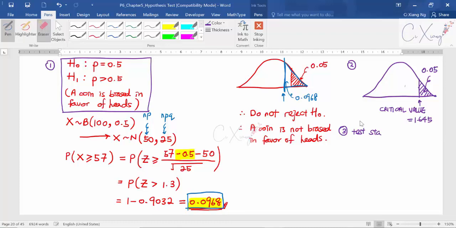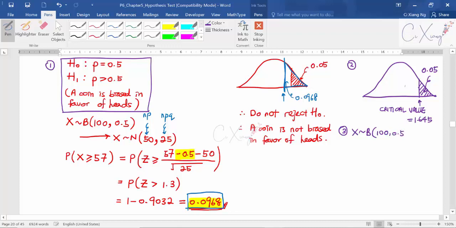Maybe before I calculate the test statistics, I should actually state out that I changed the binomial to normal. So 100 and 0.5, I will change it to a normal distribution, which is 50 and also 25 here. All right, so I want to calculate the test statistics.